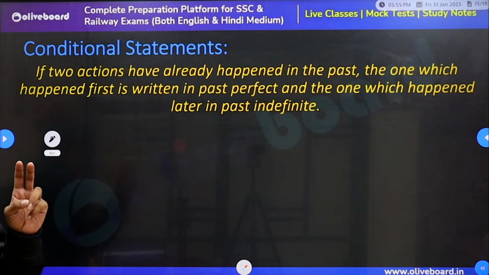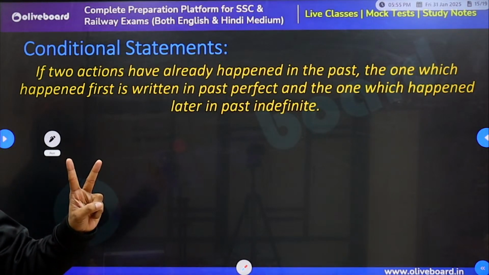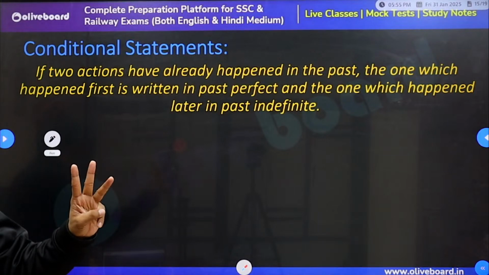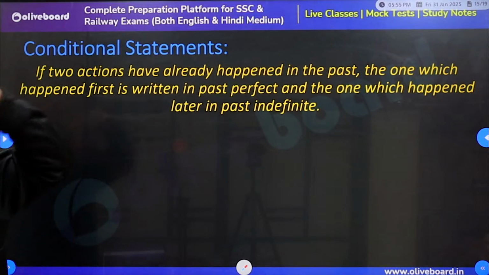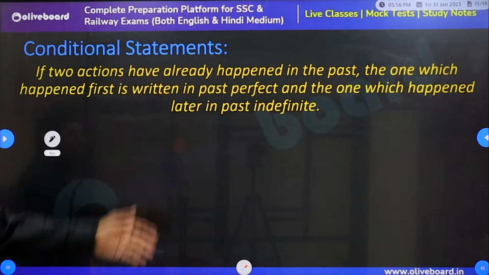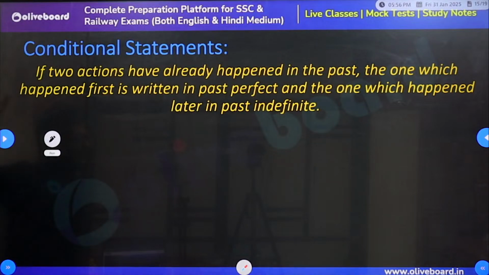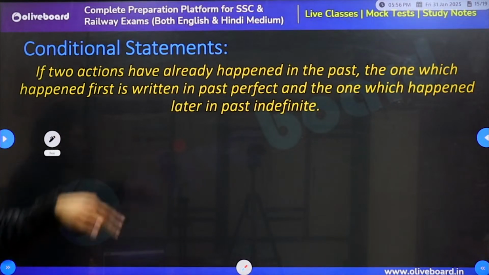Absolutely. Both at the same time, both at the same time. One happened and the other happening. One happened, the other had happened before. Very clear. If two actions have already happened in the past, the one which happened first is marked in past perfect. It had happened before, and the one which happened later in past indefinite.